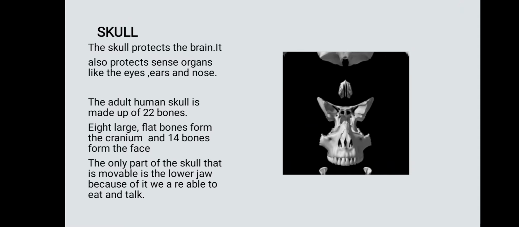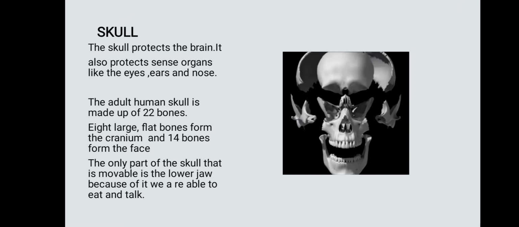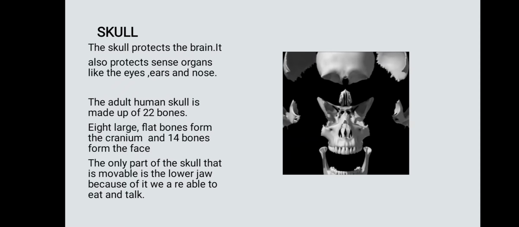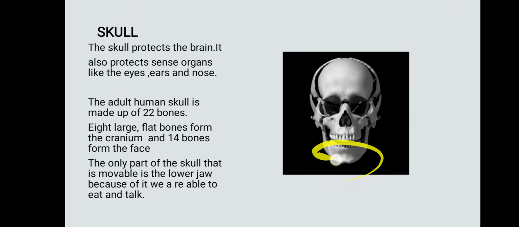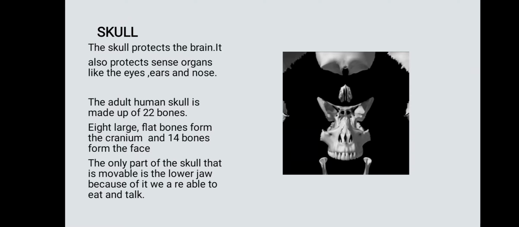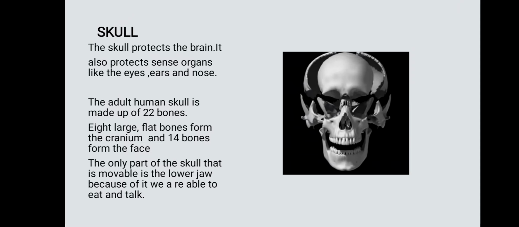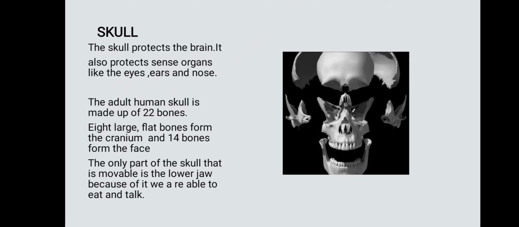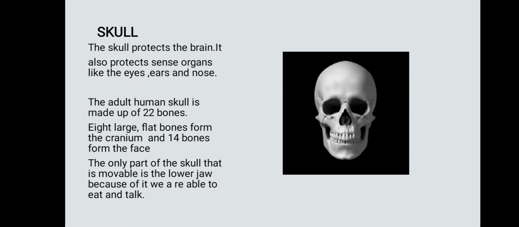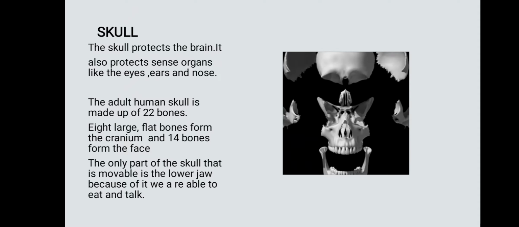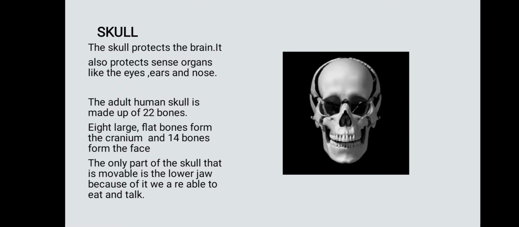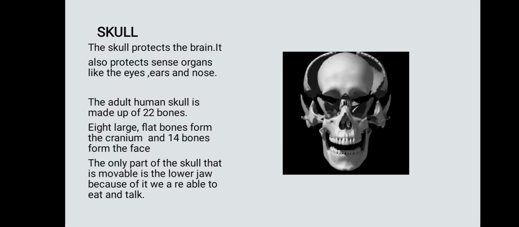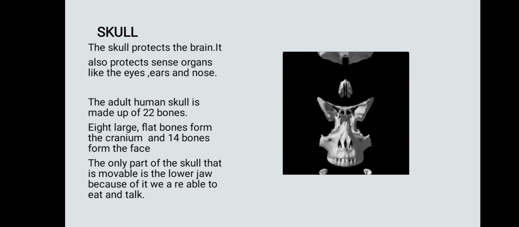The only part of the skull that is movable is the lower jaw. That's why we are able to talk and eat. The lower jaw. Alright? So the skull protects the brain. It also protects the sense organs. We have 22 bones. The only part of the skull that is movable is the lower jaw.